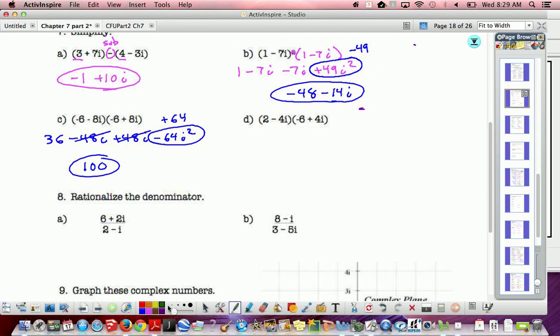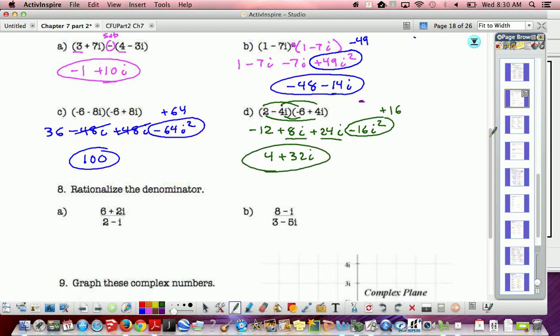On the last one, we're just multiplying again, FOILing. So we get negative 12. Then we get plus 8i plus 24i, and then negative 16i squared. Negative 16i squared is really just positive 16. So 16 and negative 12 make 4. 8i, 24i add to 32i.